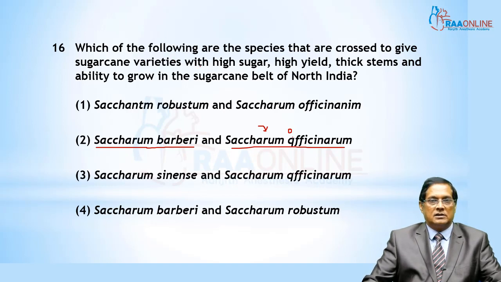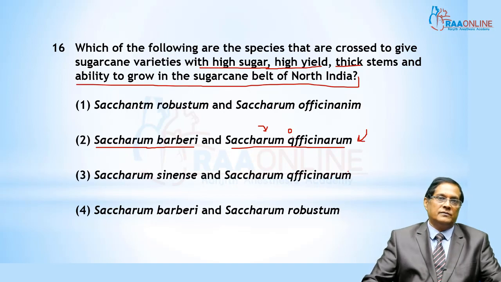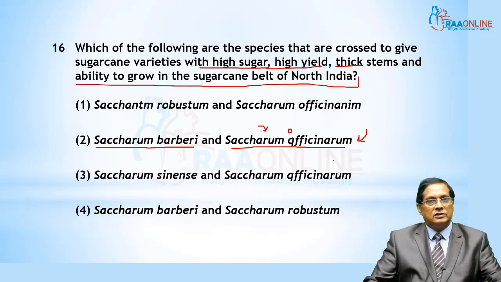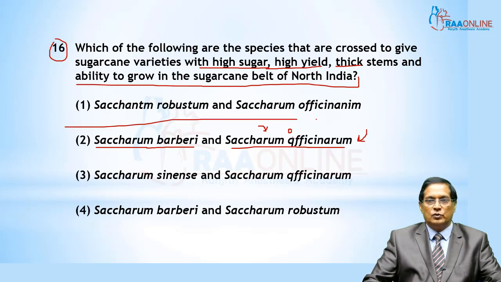These two varieties were crossed, and the new improved variety is good for high sugar, high yield, thick stem and ability to grow in North India, because the South Indian variety is better for that, but it is not suitable for North India. That's why the South Indian sugarcane variety is crossed with the North Indian barberi, and the obtained sugarcane varieties are very good for the North Indian belt also. So the answer for this question is 2.